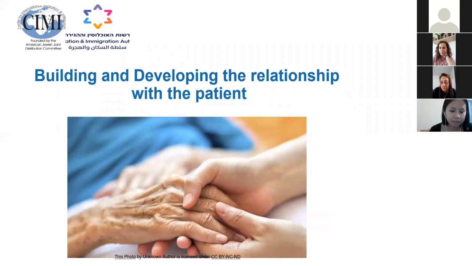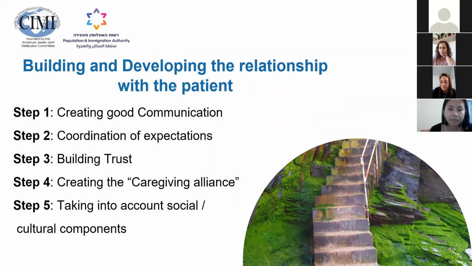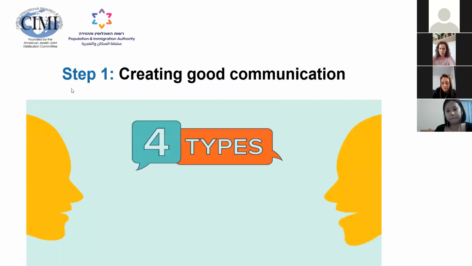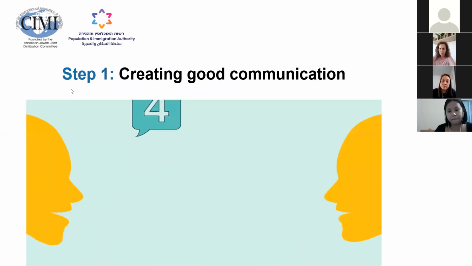So first step in building and developing relationship with our patient: creating good communication, coordination of expectations, building trust, creating the Caregiving Alliance, taking into account social and cultural components. So let's talk a little bit about each one of these steps. Creating good communication, that's the best and most important part.